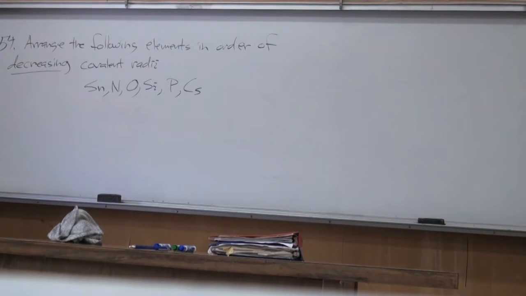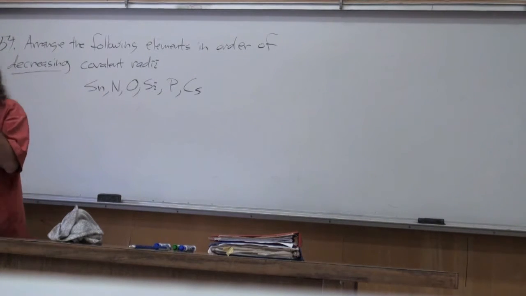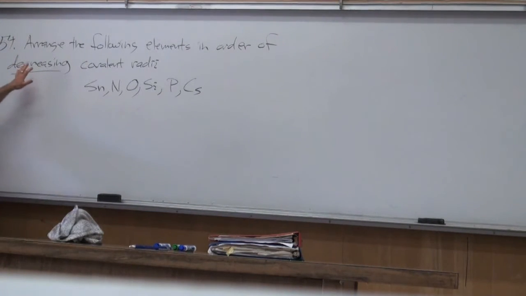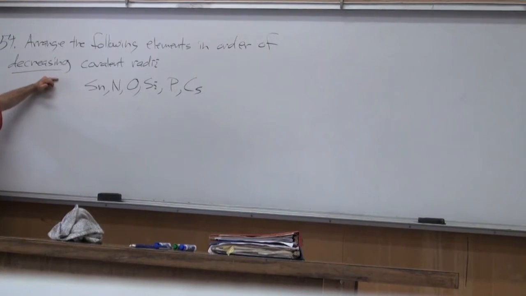This is question number 54. The question is very simple. Arrange the following elements in order of decreasing covalent radii. Now on the practice test, I've underlined the word decreasing in order to emphasize that. I could write the same question and say increasing, in which case the order would be reversed from what you're going to come up with.